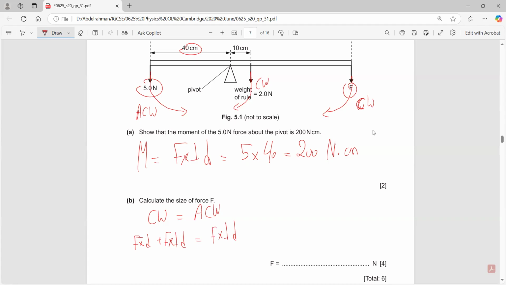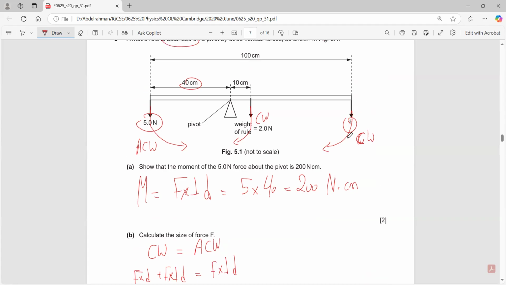So let's write them down. First, the first clockwise moment, which is F. I don't know what the force is. F times the distance to the pivot. What's the perpendicular distance between this force and the pivot? It's the distance from this point all the way to this point.